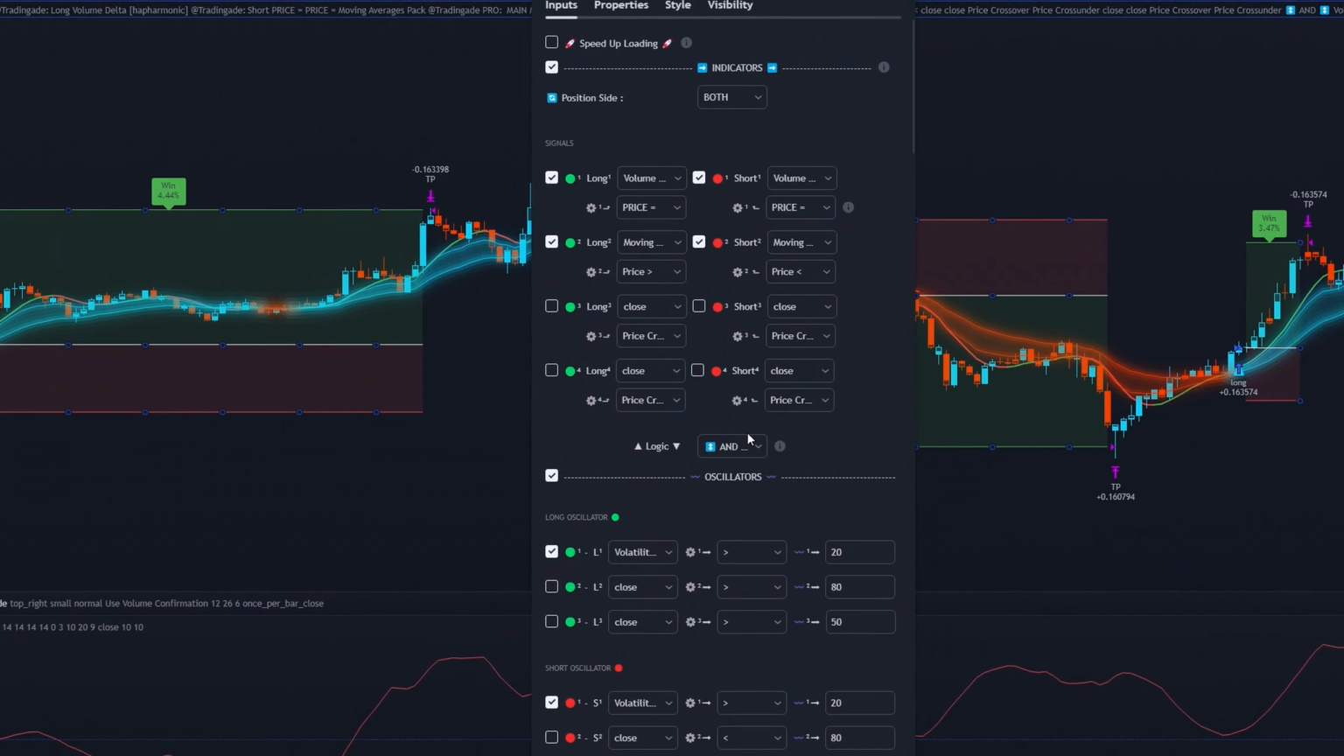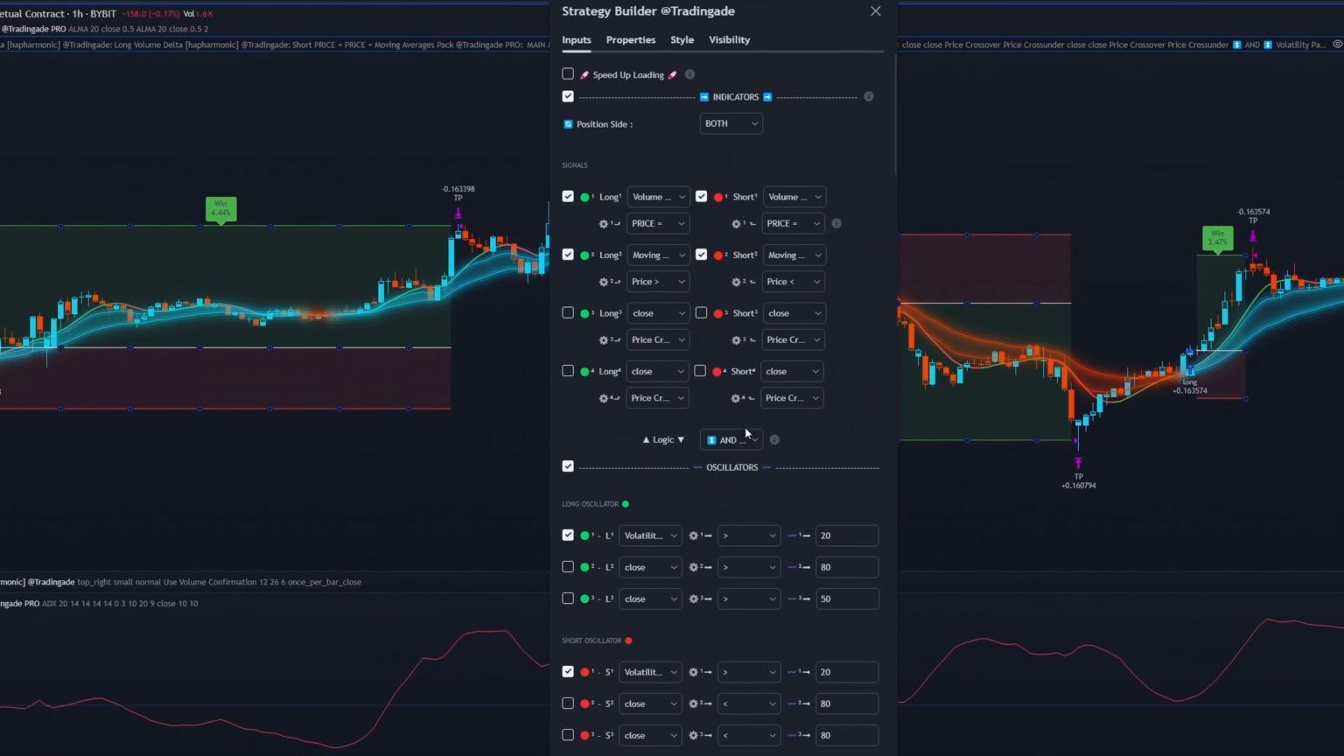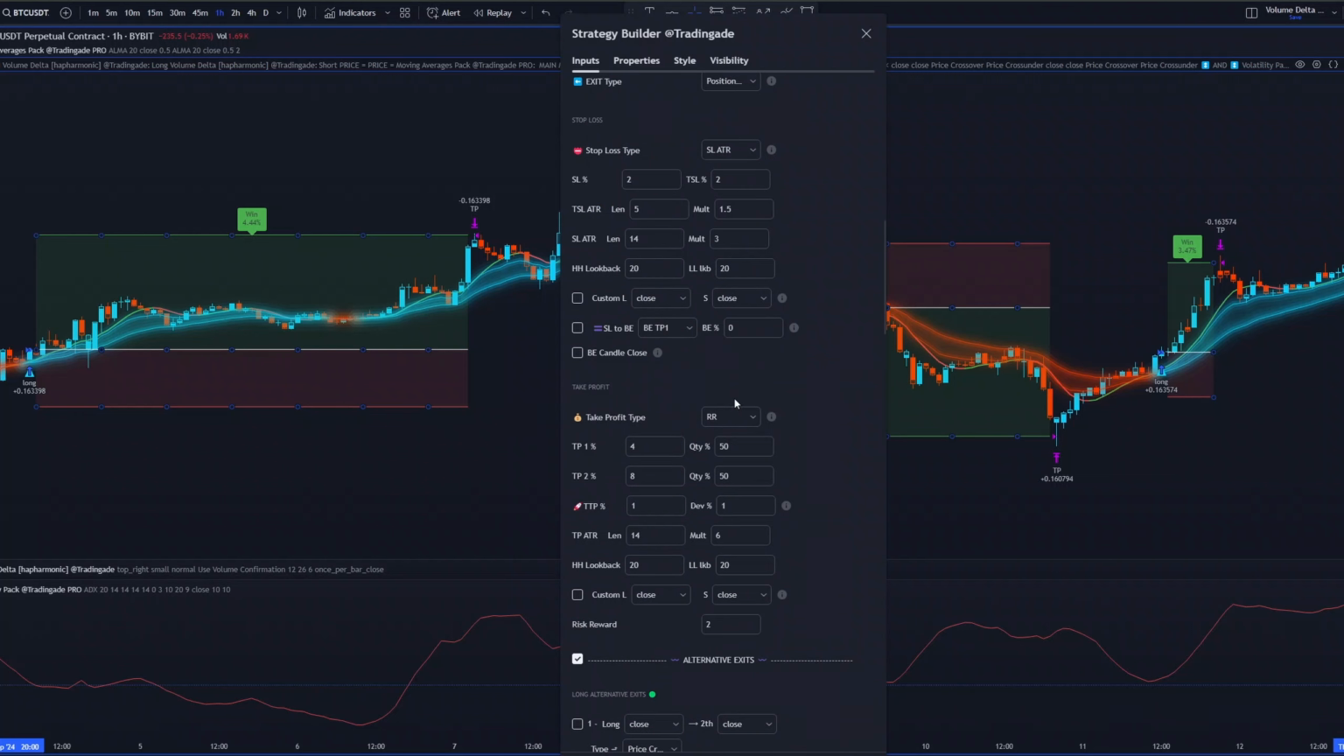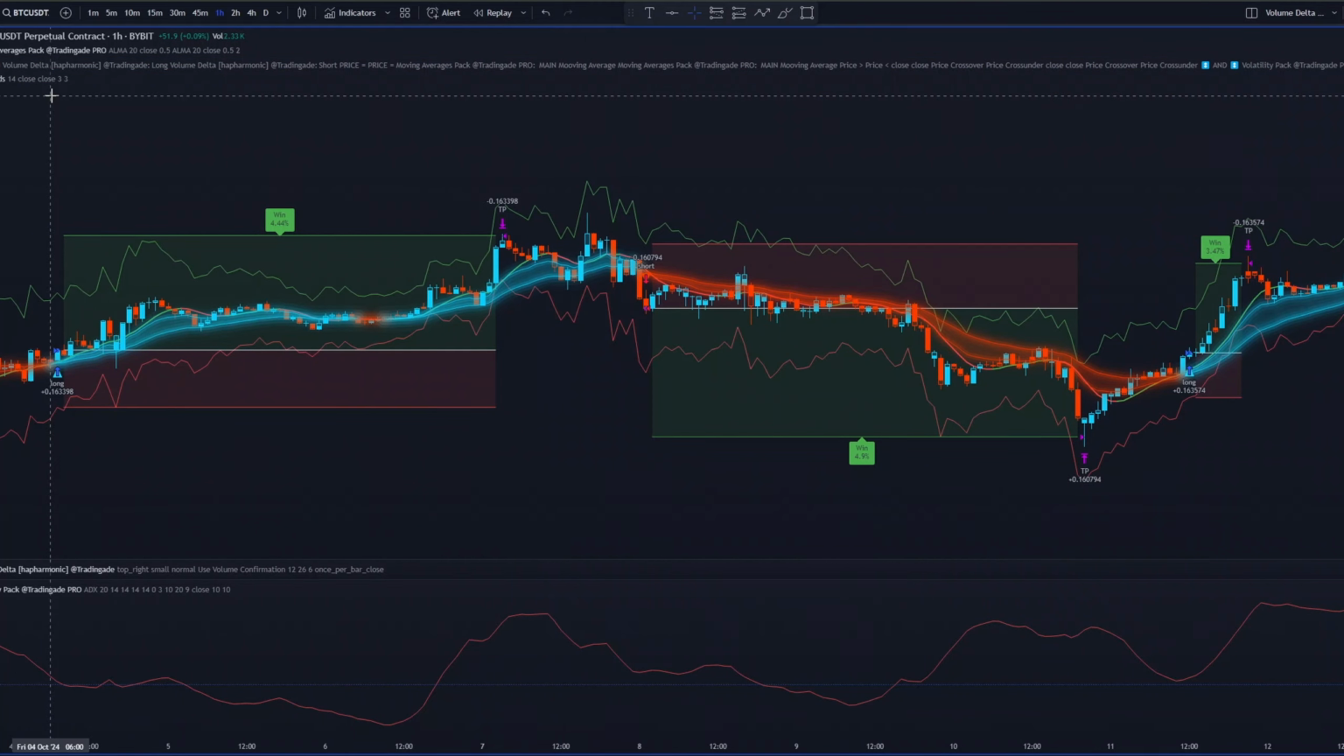That's great, guys. Now, to complete our strategy, we just need to add the exit rules. First, we're gonna set the stop loss using a length of 14 and a multiplier of 3, while the take profit is based on the risk reward of 2. I've just loaded the ATR bands onto the chart to show you how the stop loss and take profit work.